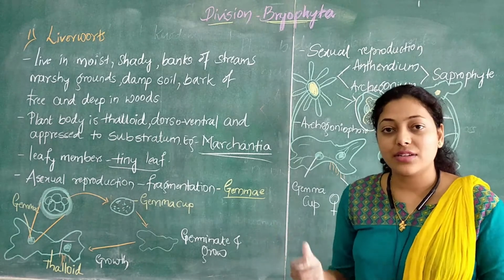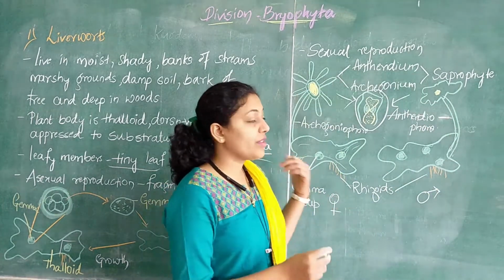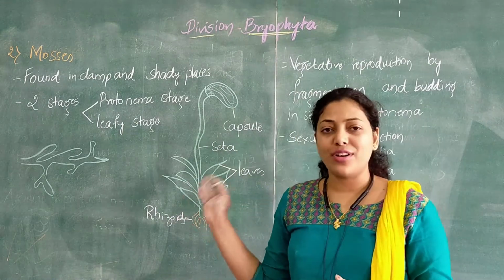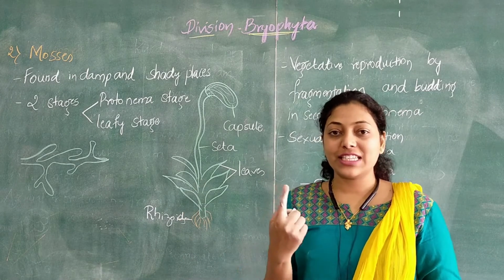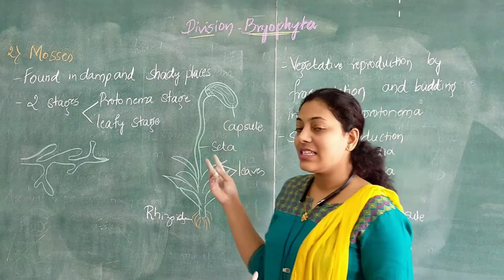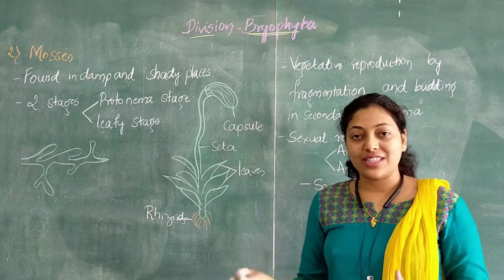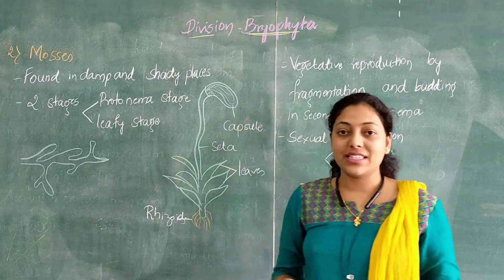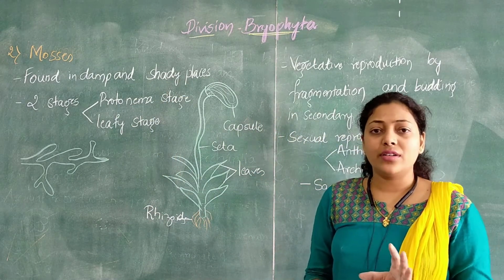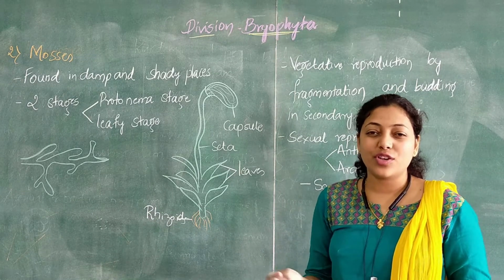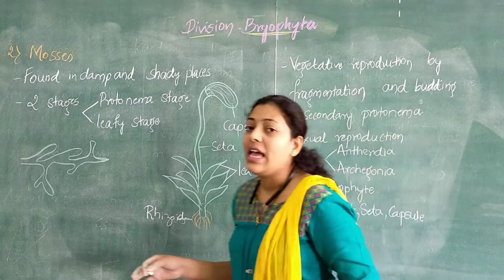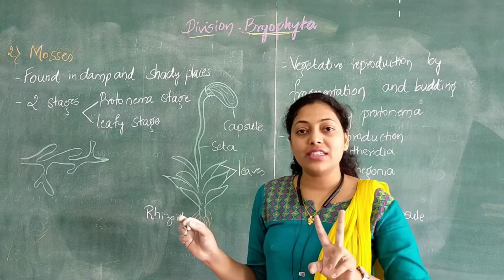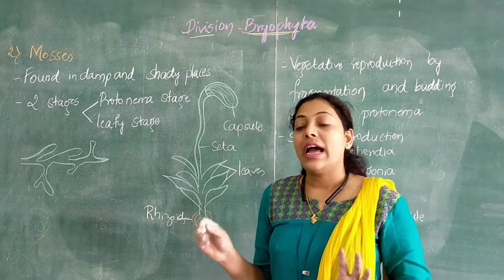So next we will move to mosses. Coming to the last part, we have dealt with the first class, liverworts, and the last class which is left is mosses. Mosses are also found in damp and shady places, in moist, watery conditions. These basically consist of two prominent stages in the life cycle of a moss.